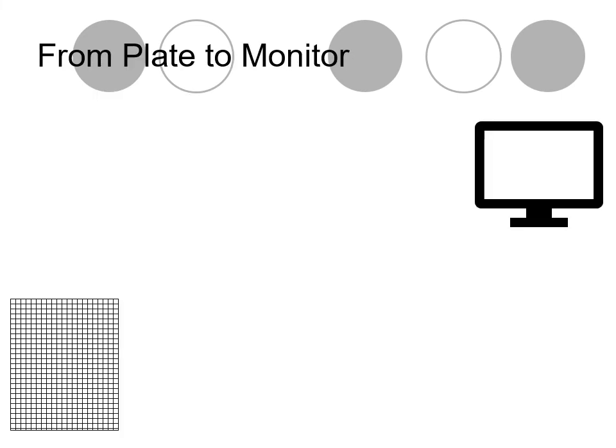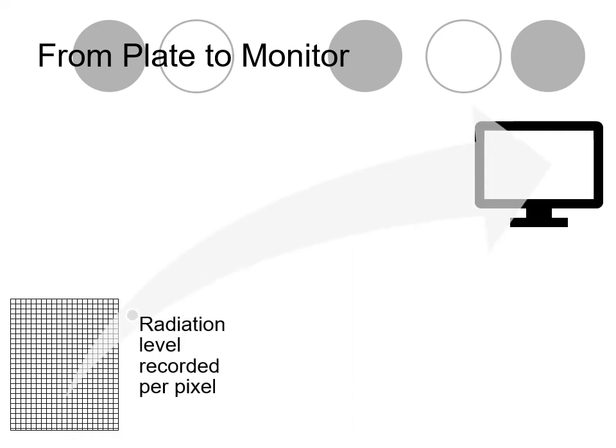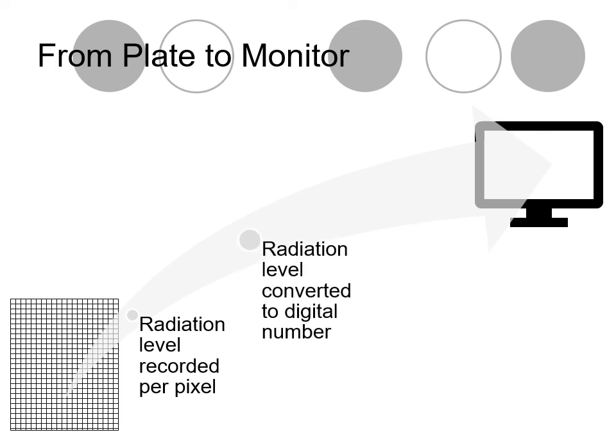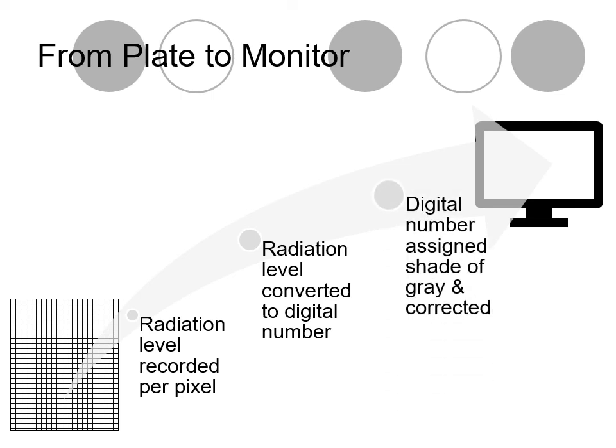Moving an image from the capture plate to the computer monitor takes a number of steps and translations. First, radiation levels are recorded on the imaging plate, and in some DR plates, the radiation levels are converted to digital values representing the amount of radiation recorded by that pixel. Other plates are scanned and the digital values recorded by the scanner. These digital images are transferred to the computer, corrected for optimum density and contrast, assigned a gray value and sent to the computer display.